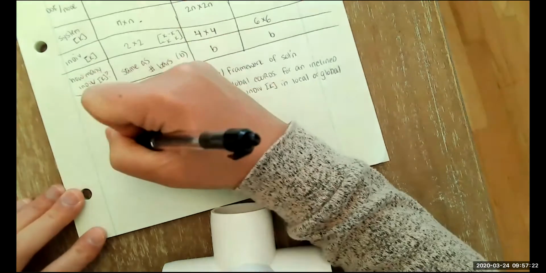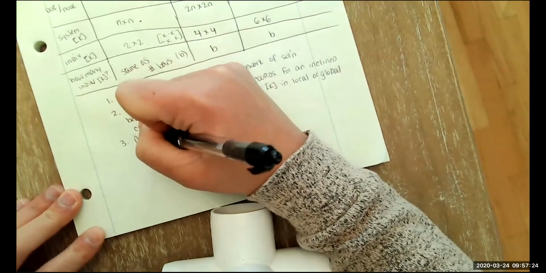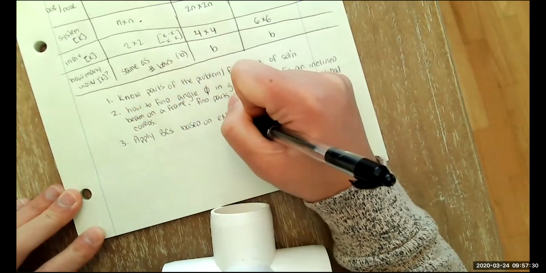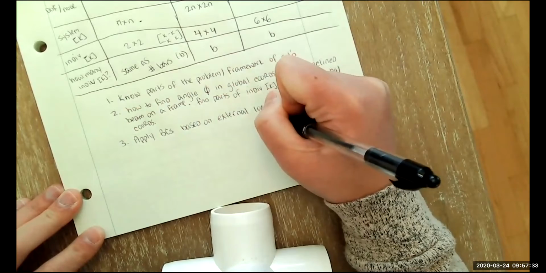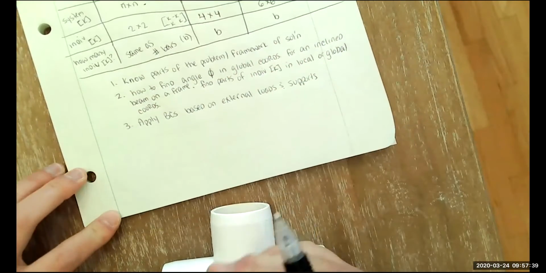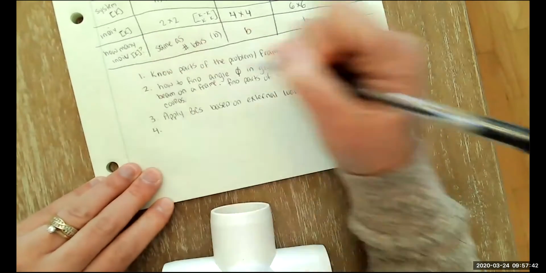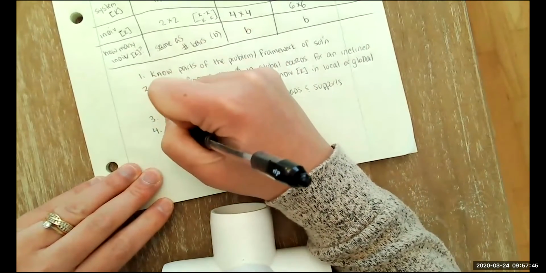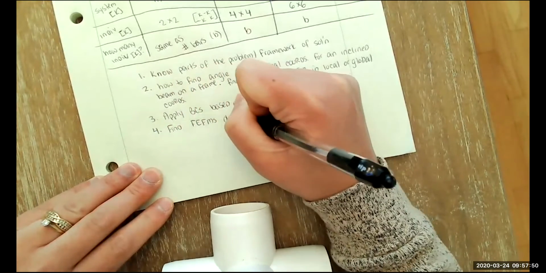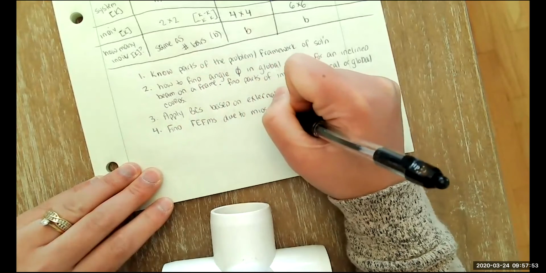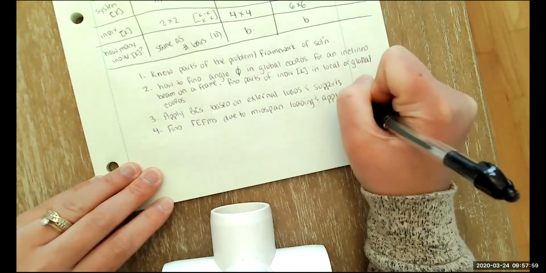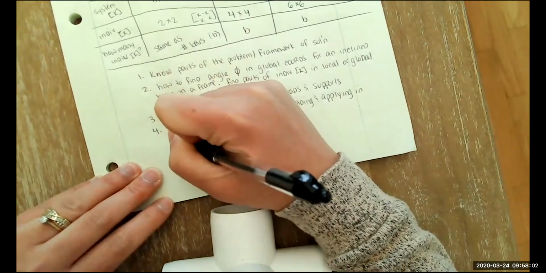Other important things: applying boundary conditions based on external loads and supports. And then finally, especially new for beams and frames, is finding the equivalent fixed end forces and moments due to mid-span loading and applying them in the system equation.